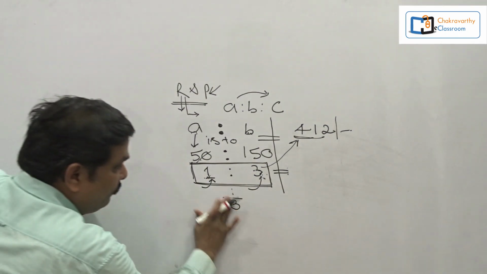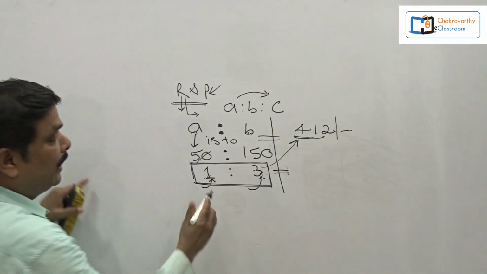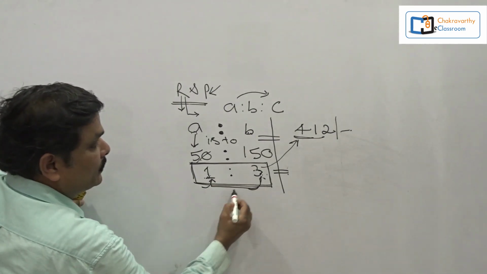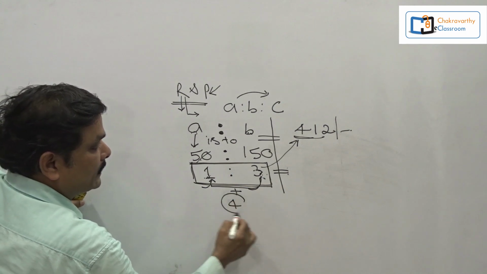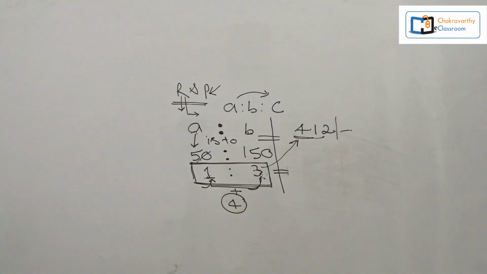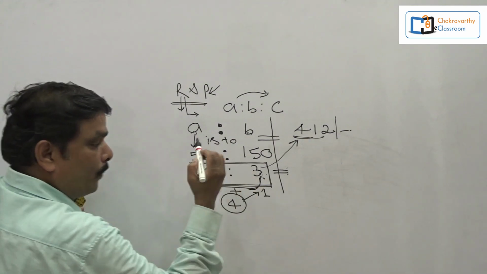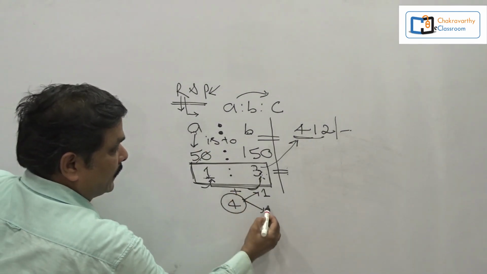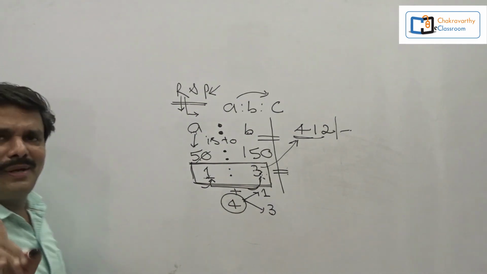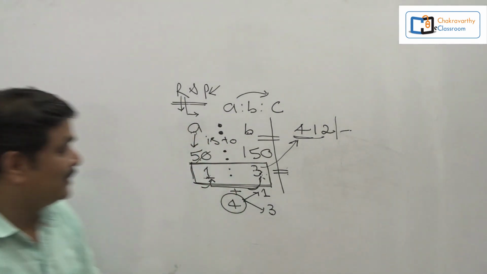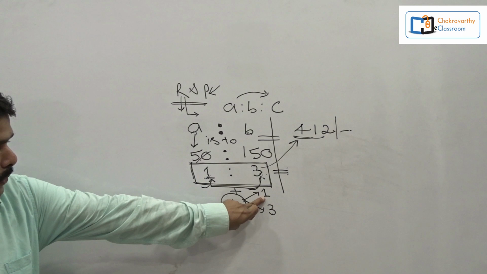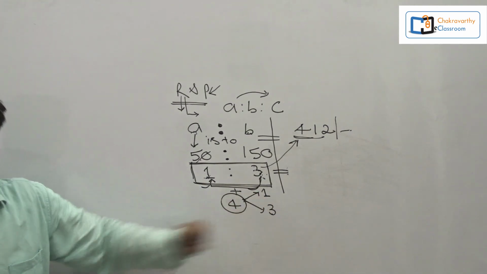That means if total money is 1 plus 3, 4 rupees. If total money is 4 rupees, out of 4 rupees, A's share is 1 rupee, B's share is 3 rupees. This is the very meaning of that one. If the total is 4 rupees, A's share 1 rupee, B's share 3 rupees.